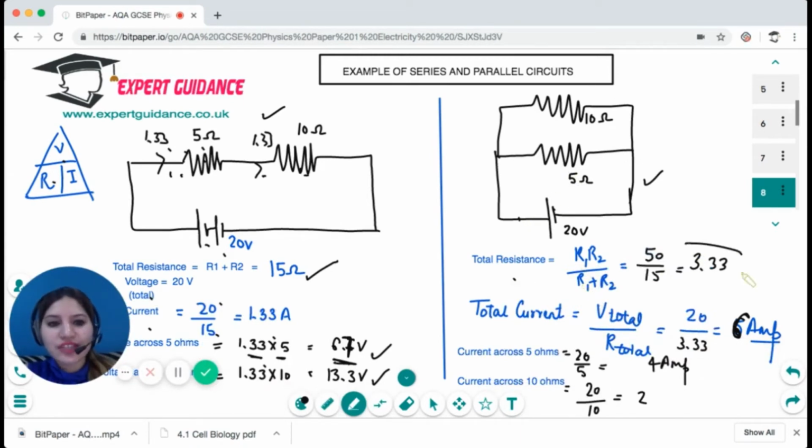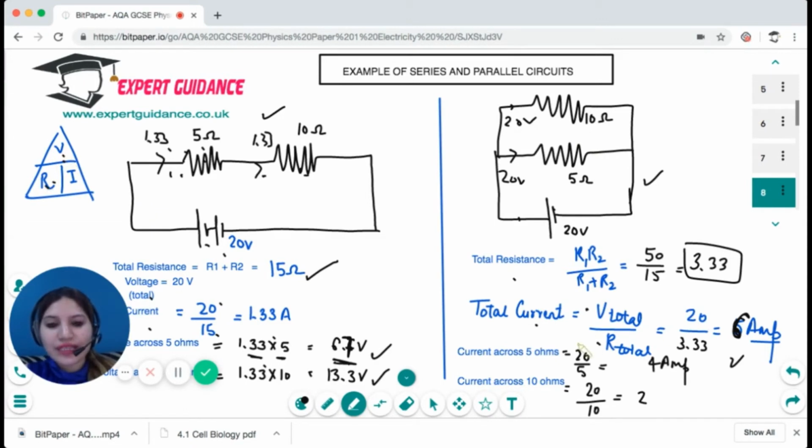That gives us 3.33. The total current is total voltage divided by total resistance, which is 6 amps. So 6 amps is the total current. The voltage will be 20 volts across each component. So we have the voltage and the resistance across each. So current is voltage over the resistance.